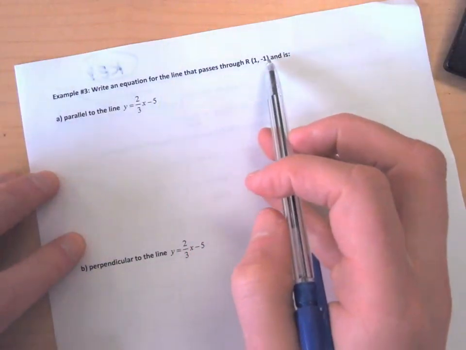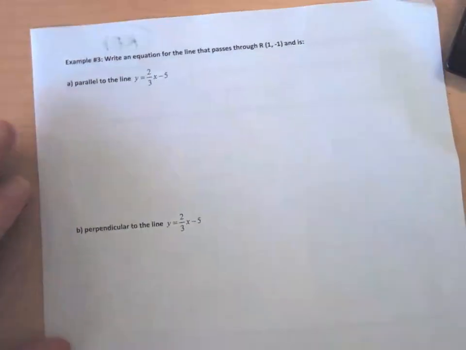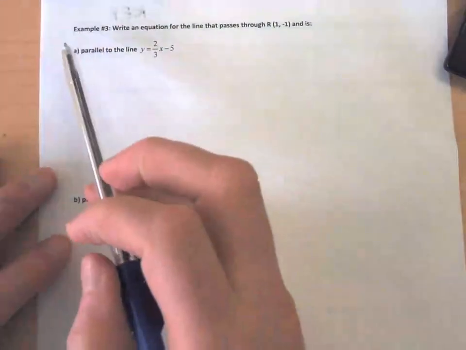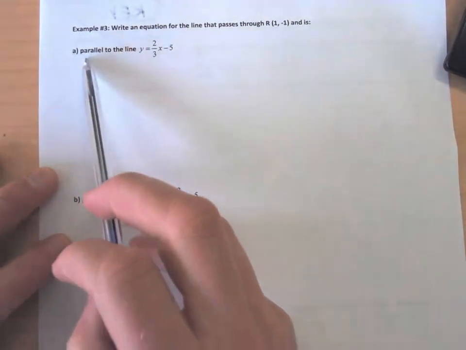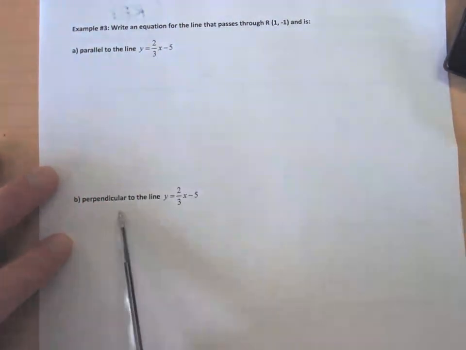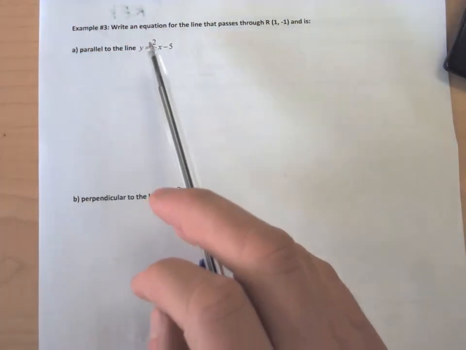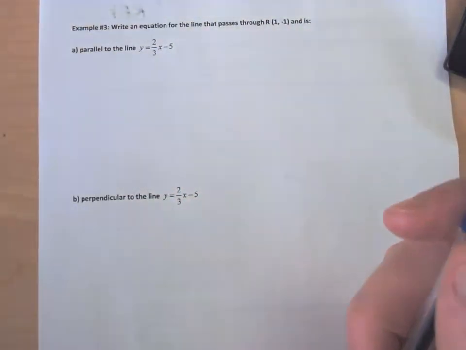Onward. So now we have: write an equation for the line that passes through (1, -1) and is parallel to the line y = 2/3x - 5. So I'm still going to go over these, but I'm not really going to expect them on a test, but it's important to know what parallel and perpendicular mean for future courses. So write an equation for the line that passes through (1, -1) and is parallel to the line.